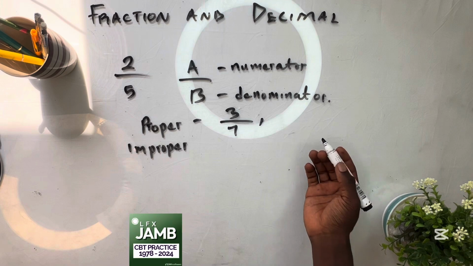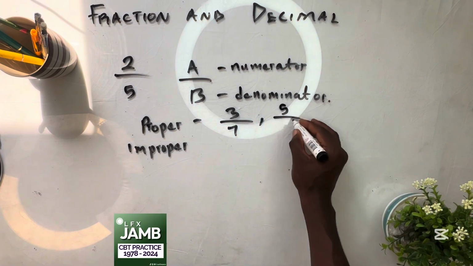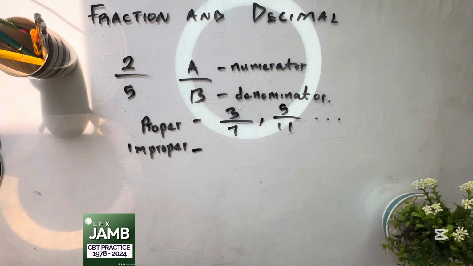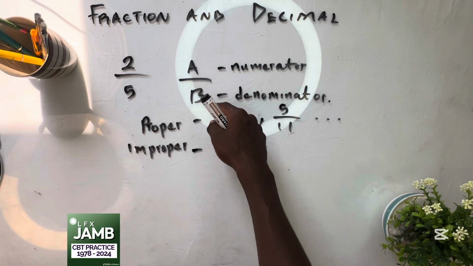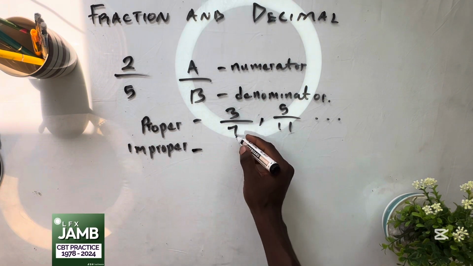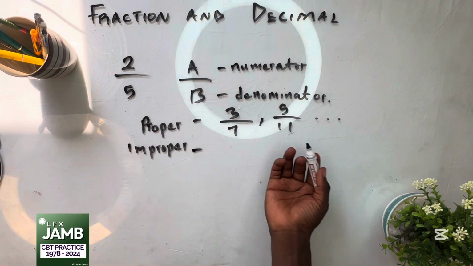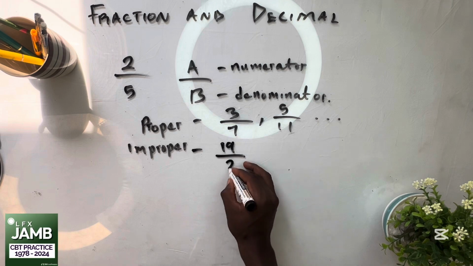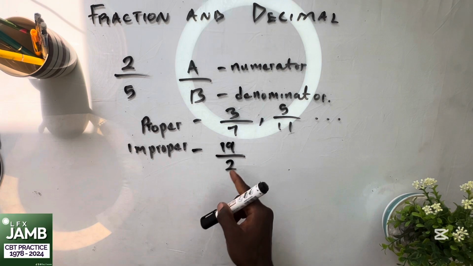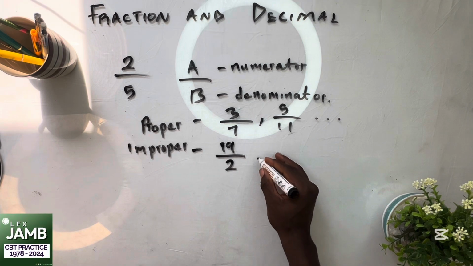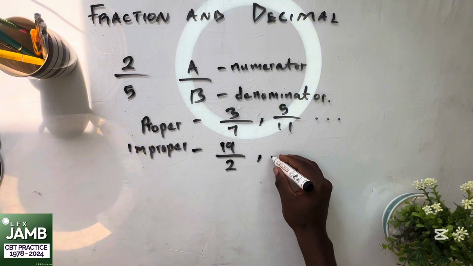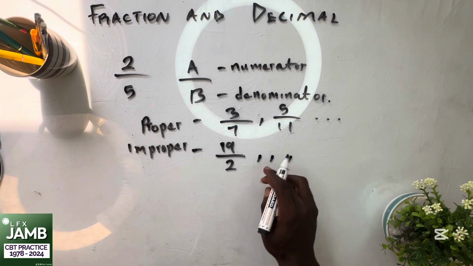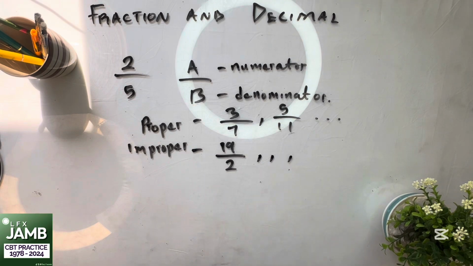So we have other examples, you can think of them. Let's say 5 over 11 and more. So improper fraction. Improper fraction is when it is not done properly. For instance, having a larger number up and a lower number down. So for instance, 19 over 2. So this is an improper fraction. We have other examples of improper fraction, as many as you can list. So those are improper fractions when the numerator is greater than the denominator.